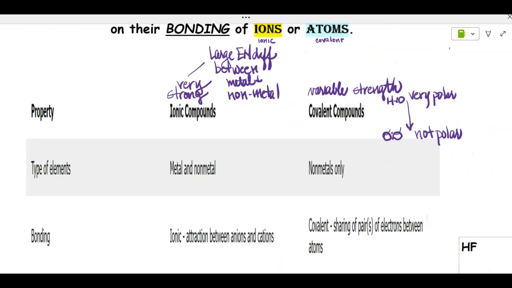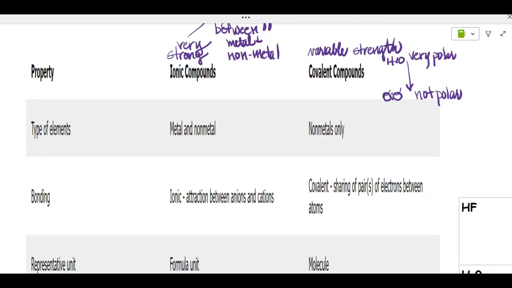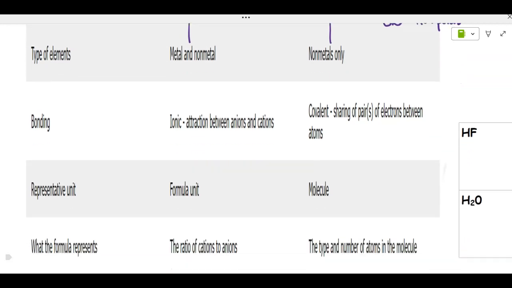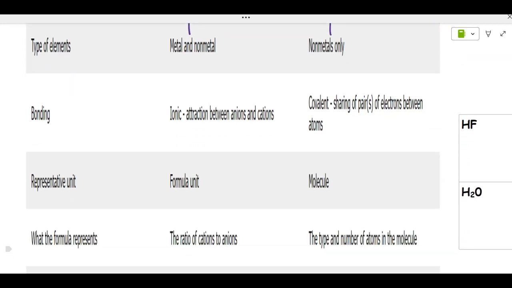All right, so properties, types of elements: for ionic, metal and nonmetal; for covalent, nonmetals only. Now, what about bonding? Ionic is the attraction between anions and cations, so negative ions and positive ions. Cations are positive, whereas covalent is sharing a pair of electrons.